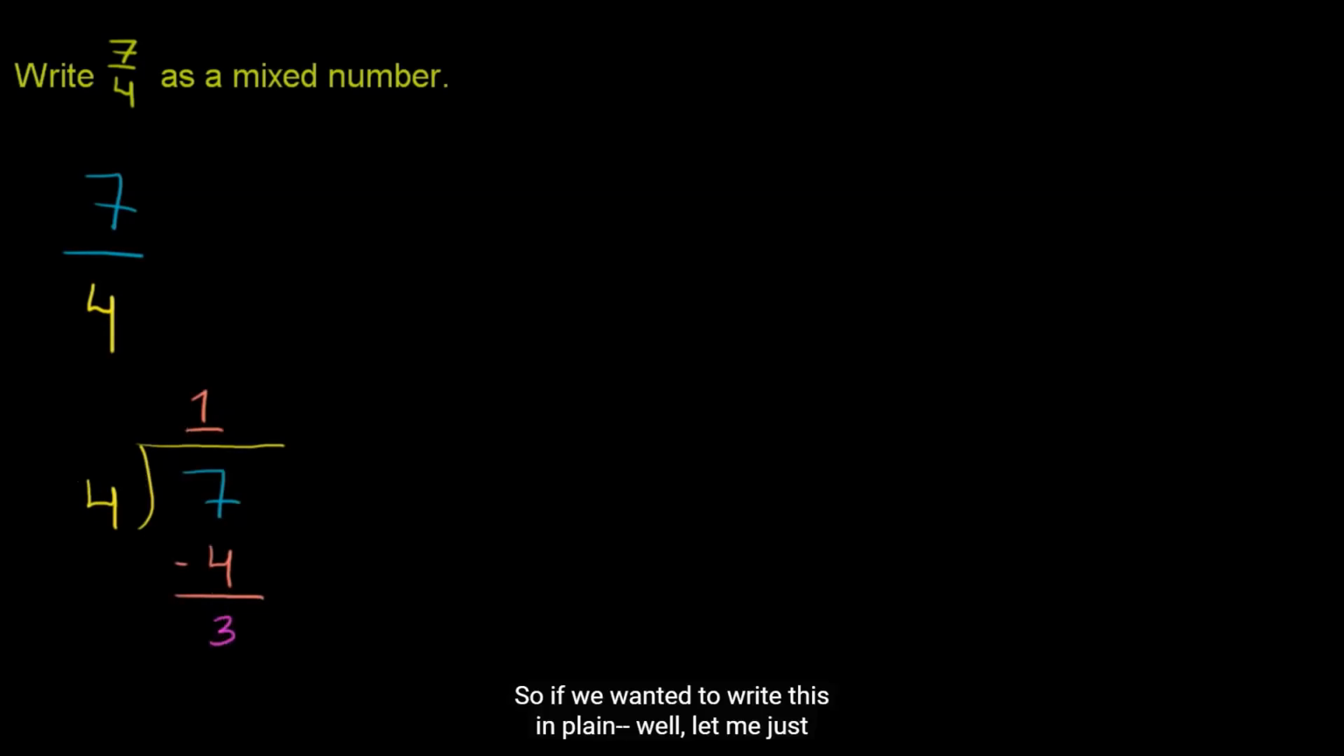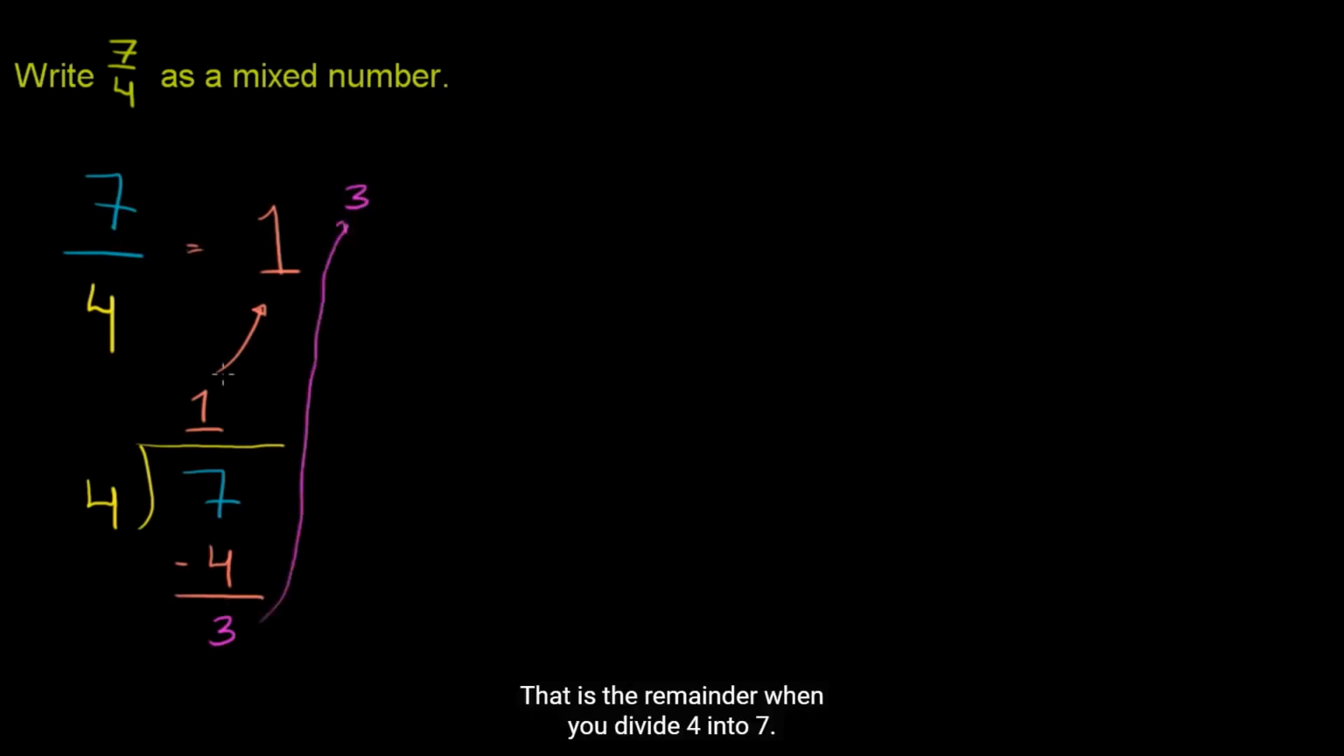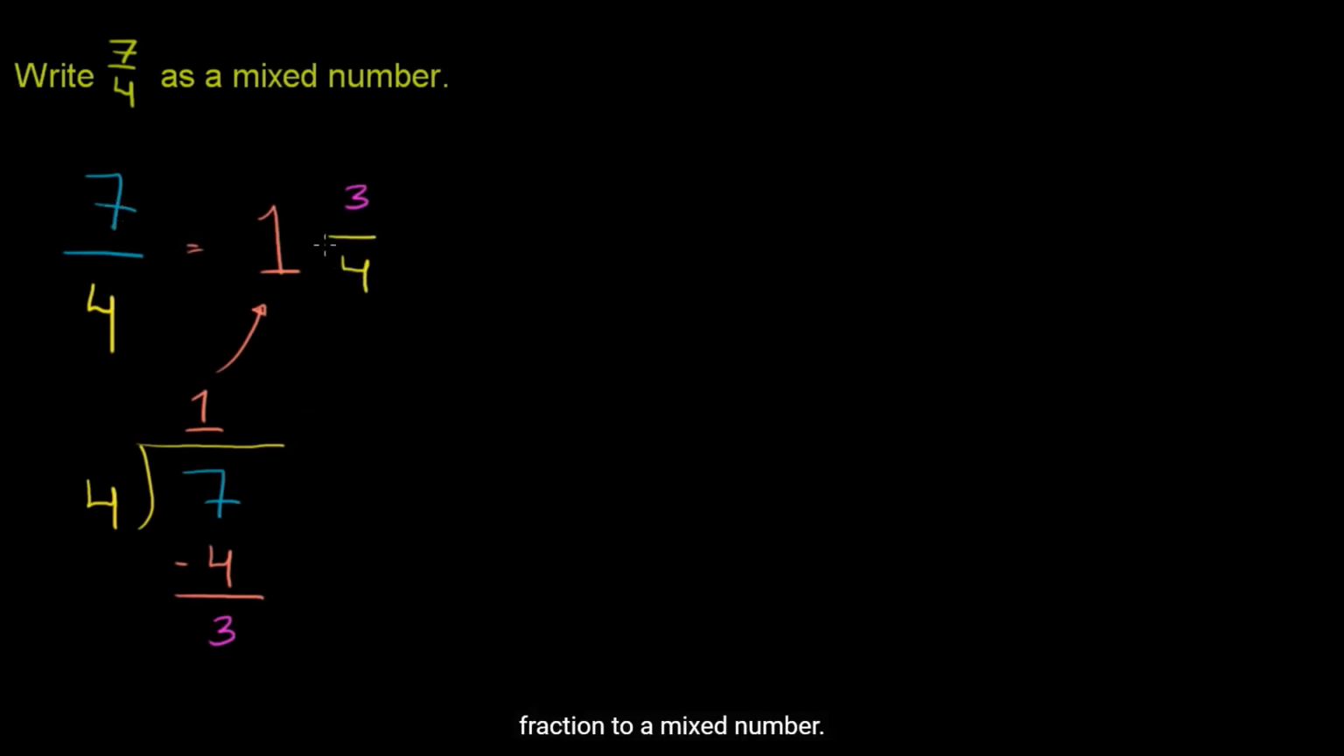Let me just do the problem, and then we'll think about what it means in a second. You see that 4 goes into 7 1 time. So you have 1 whole here. And then how much do you have left over? Well, you have 3 left over. That comes from the remainder when you divide 4 into 7. 3 left over, but it's 3 of your 4, or 3/4 left over. So that's the way we converted it from an improper fraction to a mixed number.